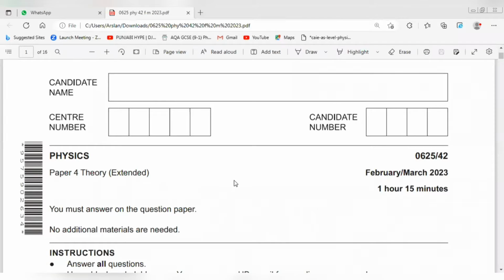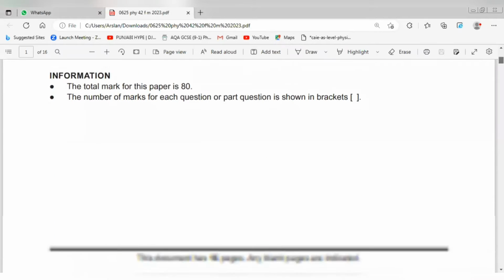Hello everyone. Today we will do the Paper 4 Theory Extended, 0625/42, February/March 2023. So let's start our paper.